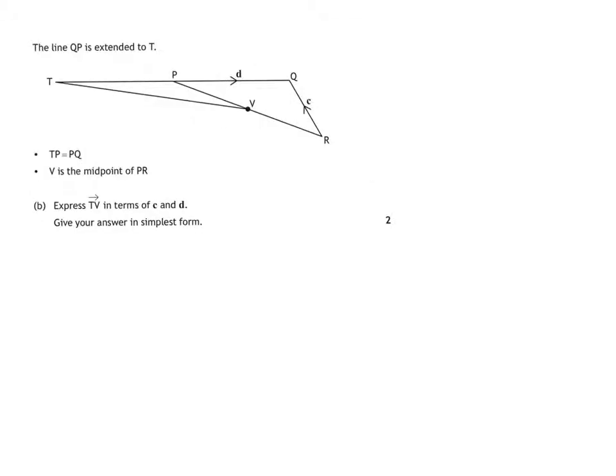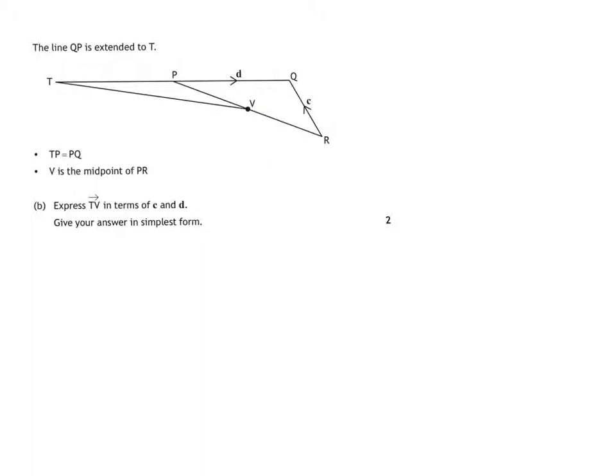Okay, second part, the line QP, Q to P, this one here, is extended to T. They've stretched it out, they've made it longer. TP is equal to PQ. So that is the exact same as that. So P is halfway between them. V is the midpoint of PR. So V is halfway between P and R.